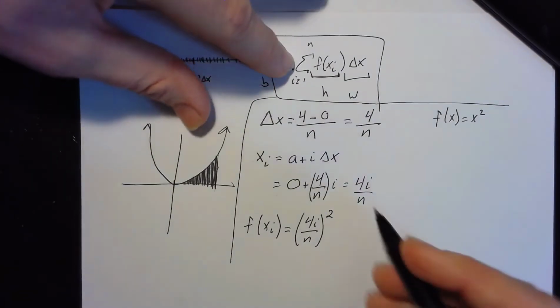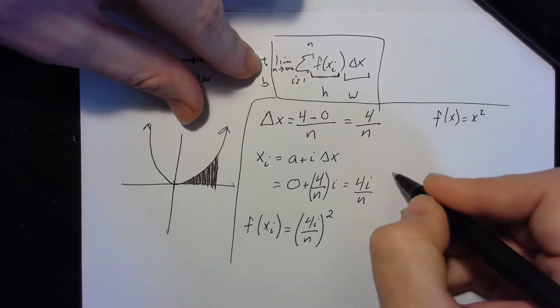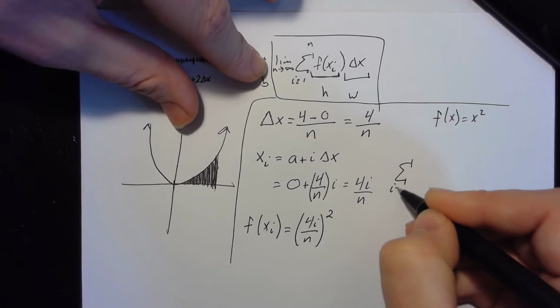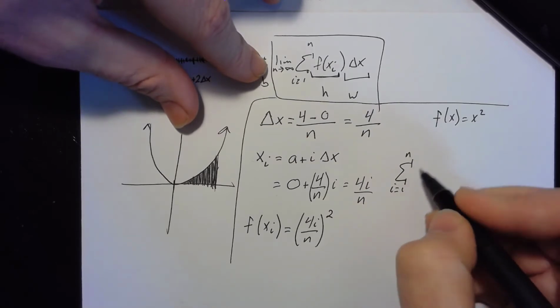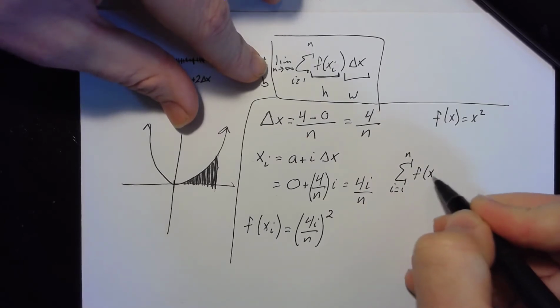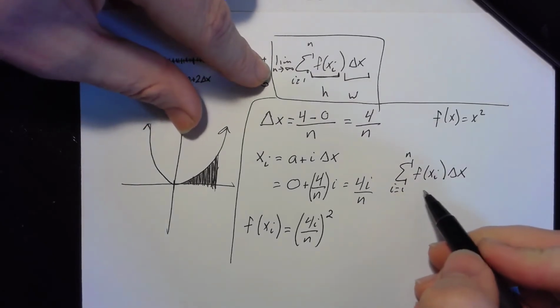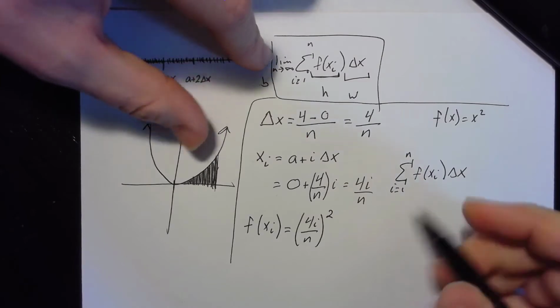So my next step is I'm going to go ahead and type in all of the pieces. Now if you'd like, you may first start off by just looking at i equals 1 to n of the summation of f of xi times delta x. By leaving out that limit, you're allowed to do this. However, that limit must be back in there at the end.